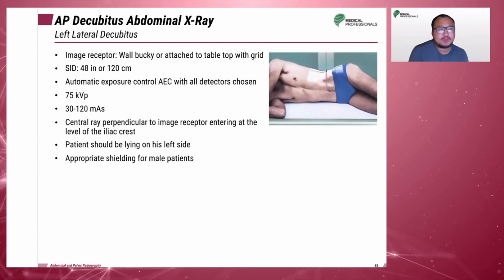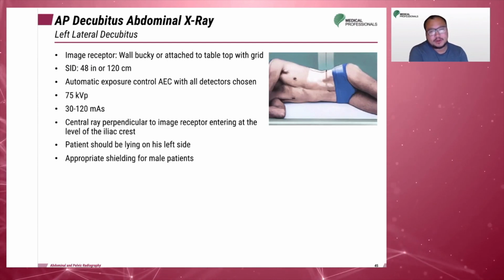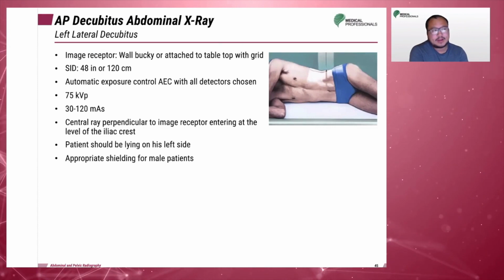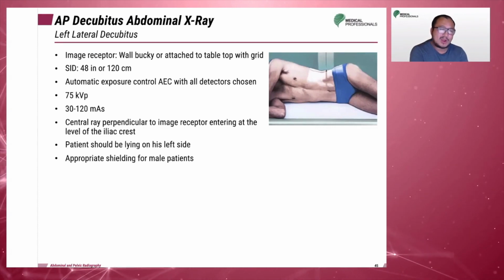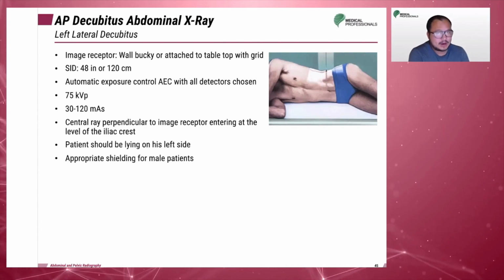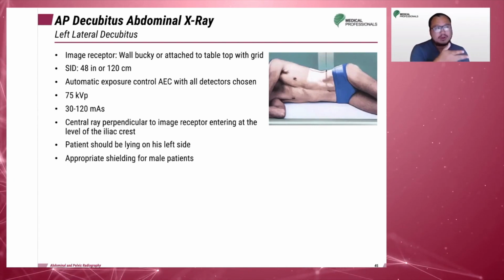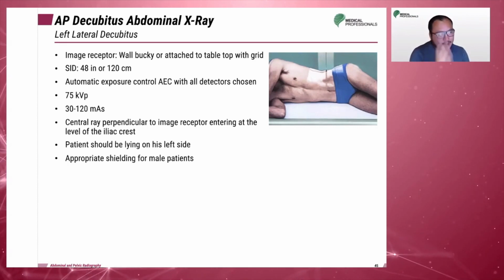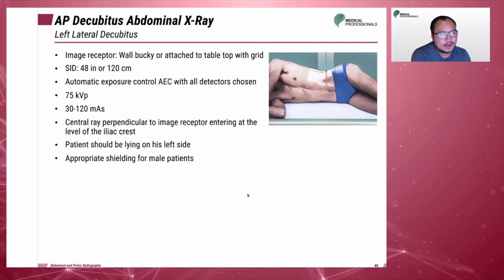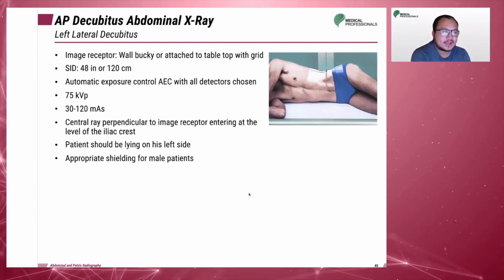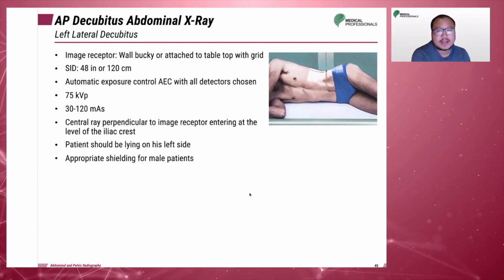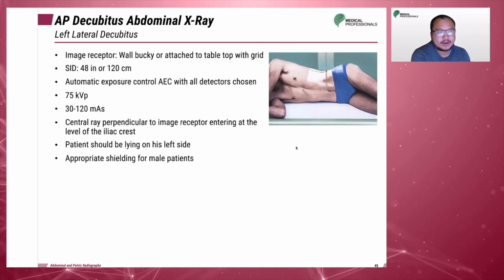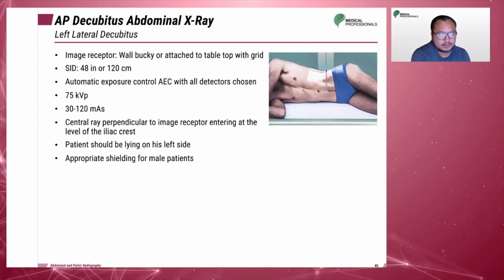Now the AP decubitus, the left lateral decubitus. This projection, guys, is used when our patient can't stand, but we need to see air fluid levels. So we would utilize a left lateral decube if our patient couldn't stand. What we would have is a 48 SID. We would have a horizontal beam. So the beam would actually not enter this point. It would be at 90 degrees and enter this point here. Okay.